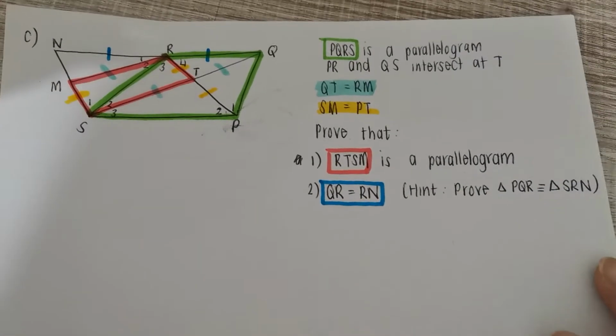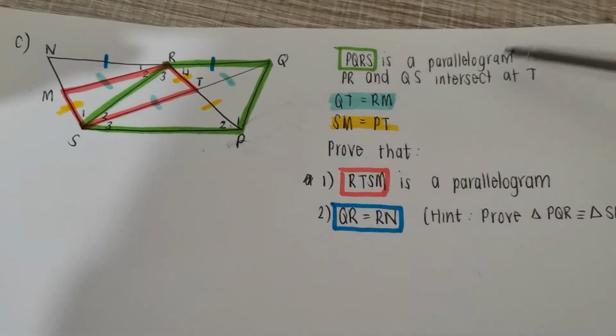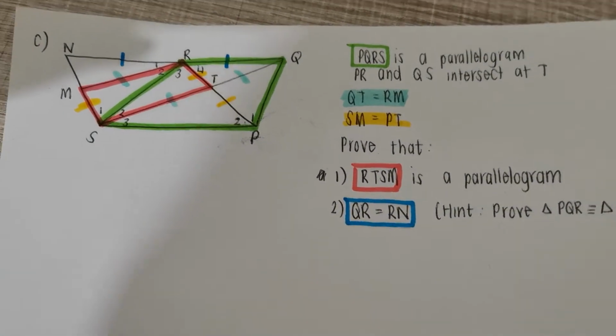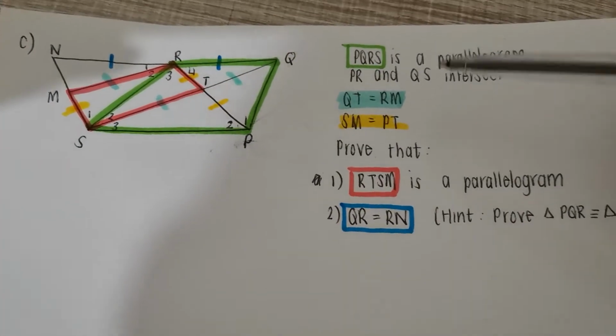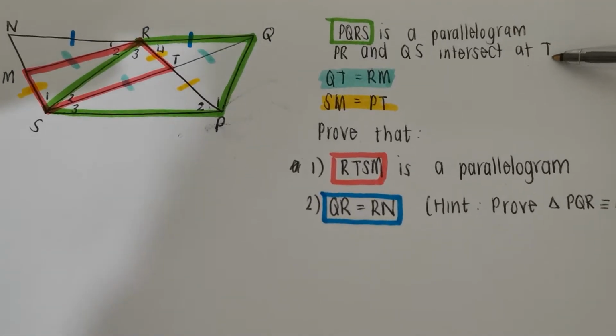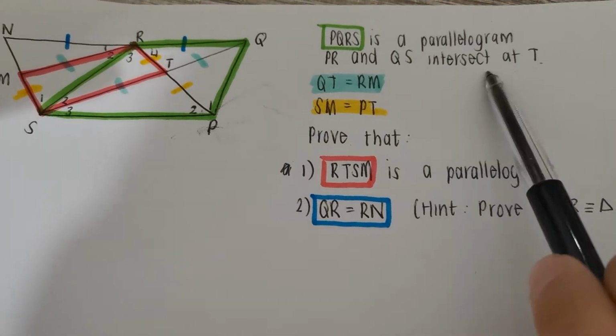And the third question. Okay, so we got PQRS is a parallelogram. I went ahead and highlighted it. I know my drawing does not make it look like a parallelogram. Anyway, we got PR and QS intersect at T. That's very important, the word intersect.